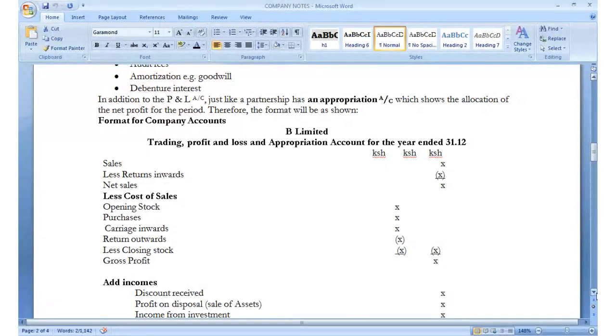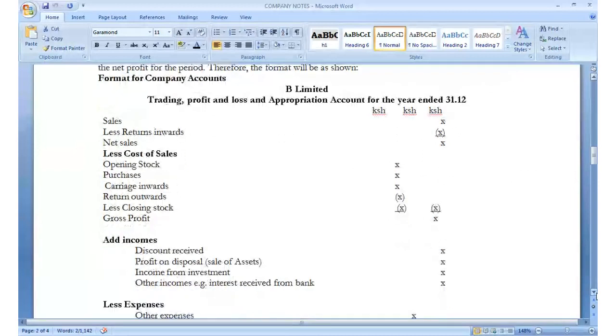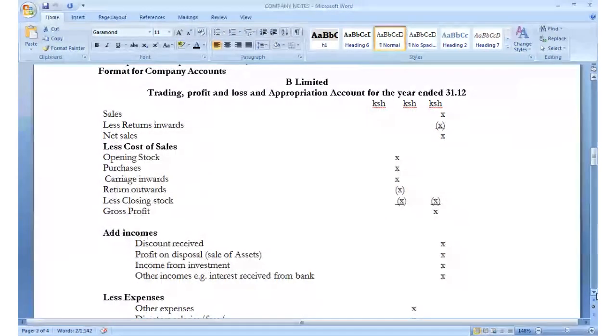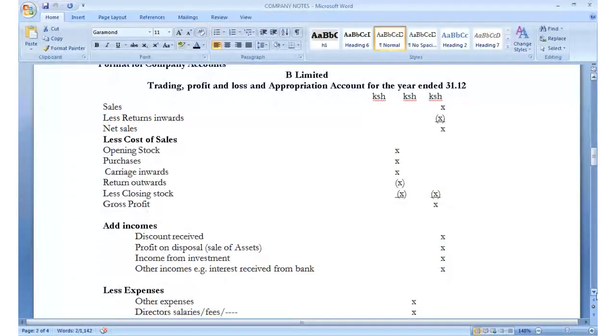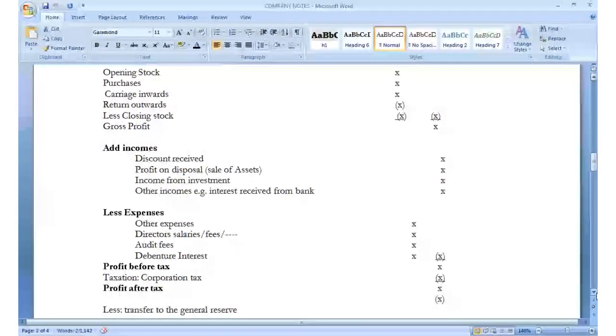first items are similar to what we already know: sales, less return inwards, to get the net sales. Then we go to less cost of sales: opening stock, purchases, carriage inwards, return outwards. We less the closing stock. Then we get the gross profit. We add other incomes. That section is the same. We less expenses, other expenses, and the unique expenses of a company: director salaries, fees, audit fees, debenture interest now. So up to that point, it is very similar to what we already know, adding other incomes and less expenses.